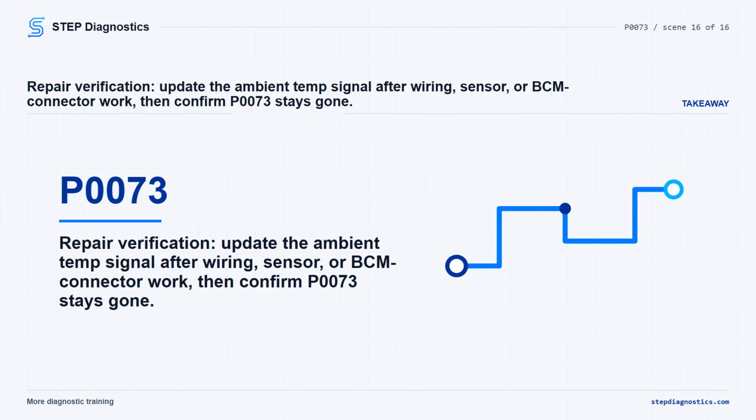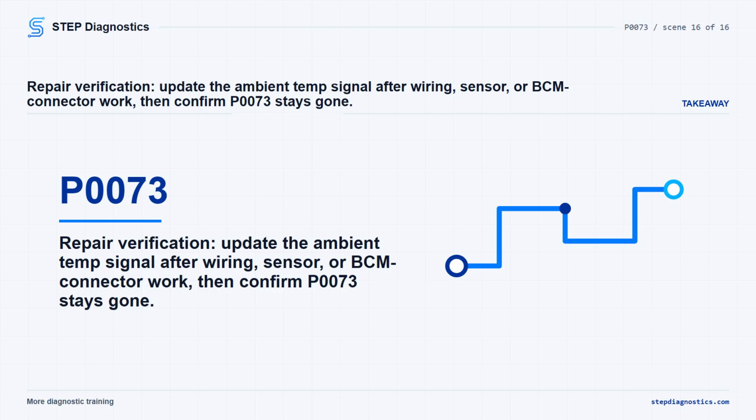If the ambient temperature sensor wiring was repaired, the sensor was replaced, or the BCM connector was disconnected while correcting an active fault, the vehicle must be driven for a minimum of 5 minutes above 15 mph so the ambient temperature signal can update before the code will go stored and can be erased.